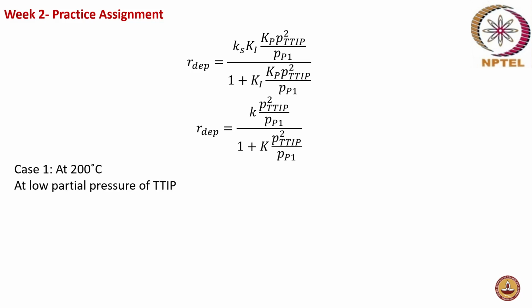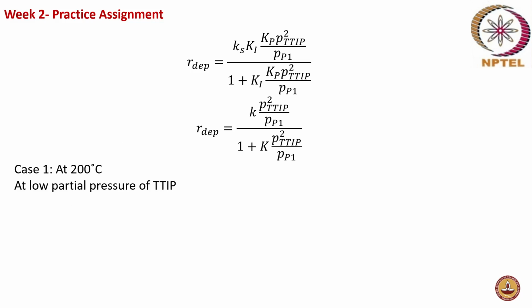In case 1, at 200 degrees and low partial pressure of TTIP, they have said it follows second order in terms of TTIP partial pressure. How is it possible? How do you convert this expression for the rate of deposition of TiO2 to a second order expression in terms of the partial pressure of TTIP? The information given is that the partial pressure of TTIP is low. So what happens to this expression?